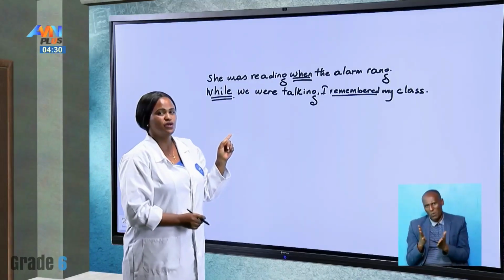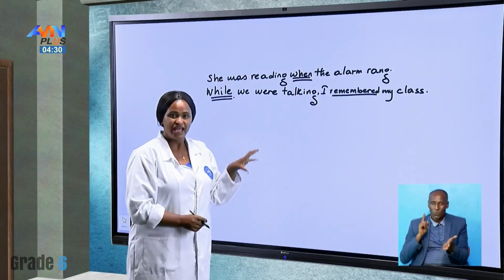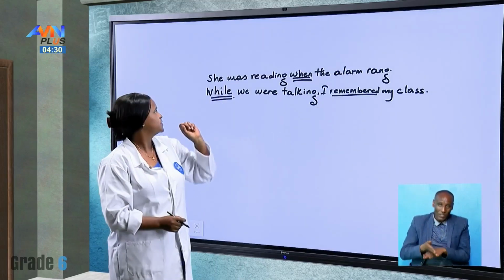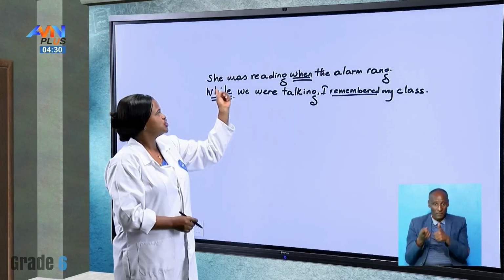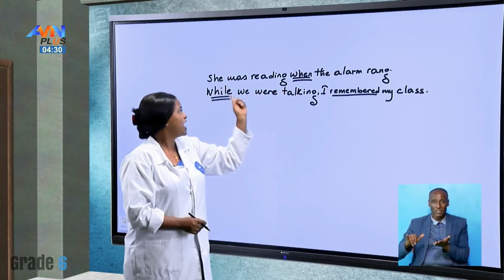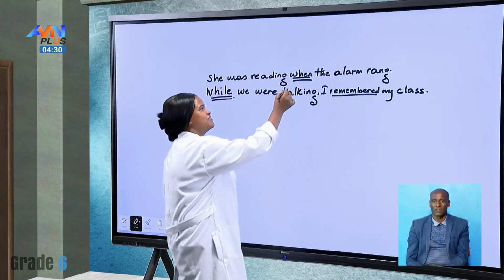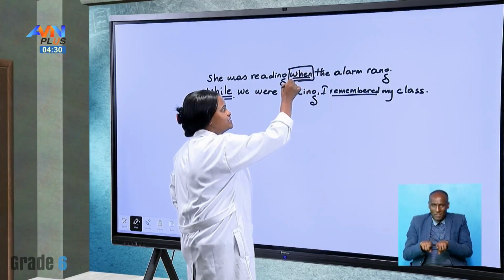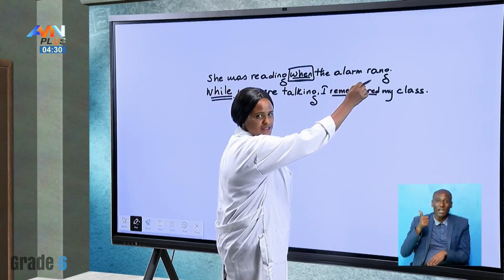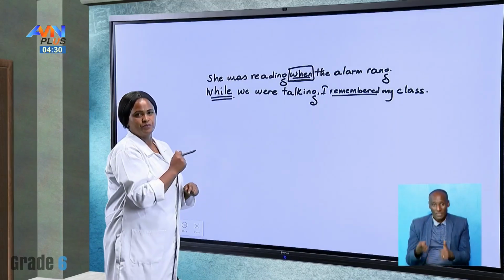Now, I want you to carefully look at the sentences, what comes after while and what comes after when. Let's focus. The first one, look. She was reading. What is this sentence? It is past continuous. Then in between, we have this conjunction when, right? Then what comes after when is what? The alarm rang. Simple past. Good. Let's see the second one.